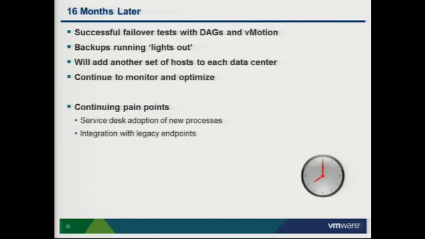So what we found, like we talked about before, we did successful failover tests, both with a DAG and with vMotion. vMotion within one data center, not across data centers, but DAG tests failing over across data centers. Our backups, since we moved to DPM, are running lights out. We have very few problems. In fact, if anything, we just need to check our LUNs every once in a while to make sure we have enough capacity for our backups as we add more users onto the platform.